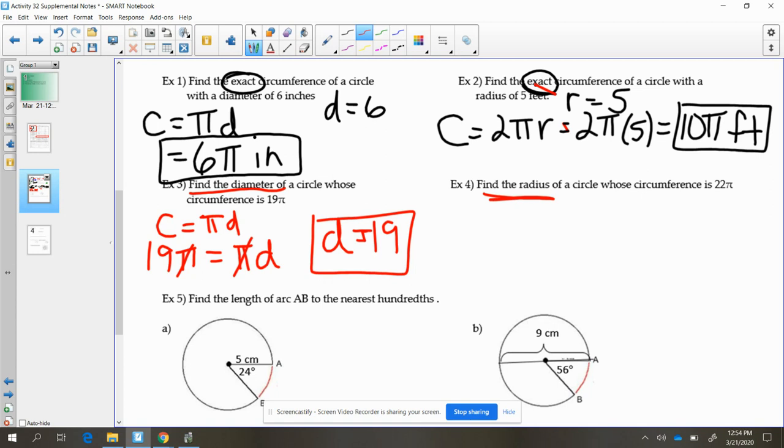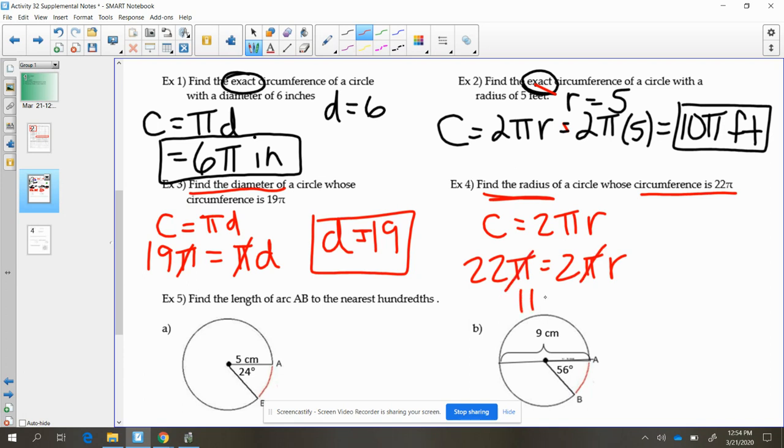For example 4, when we're looking for the radius, we're going to use 2 pi r. Again, this time they gave us that the circumference is 22 pi. So we can solve: divide both sides by pi, and then divide both sides by 2, and we get our radius to be 11.